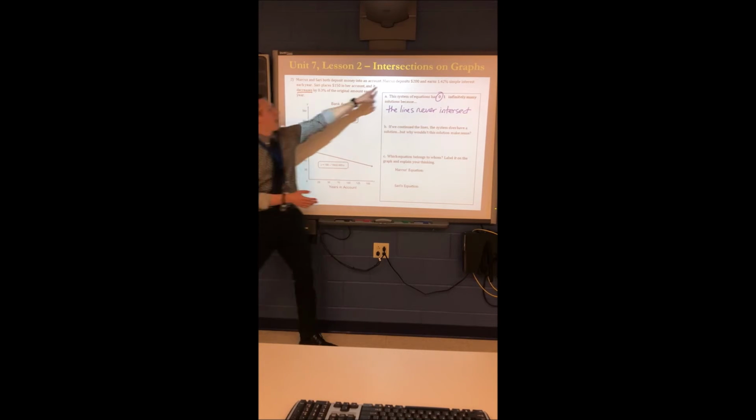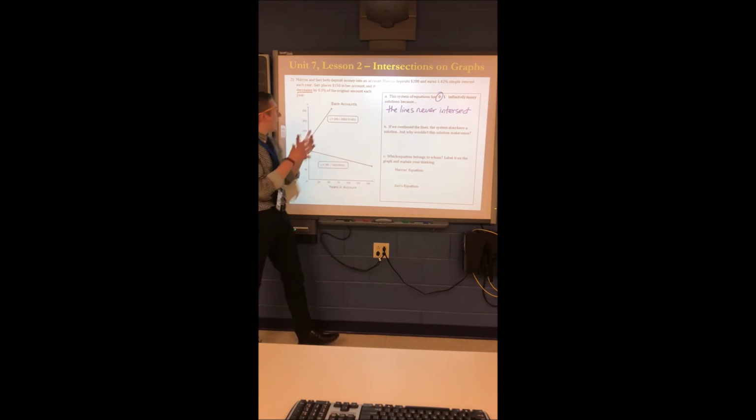And then which equations belong to each other? Well, it's kind of simple. Why don't you try it? What equations belong to each other? All right, so Marcus's equation, what's it say? Marcus deposits $200. And Sari deposits $150. So their starting points, or y-intercepts, are different. Marcus's is this one. Notice how the y-intercept is 200. Sari's equation is this one. It starts with 150. And you can use context clues to see how it looks.